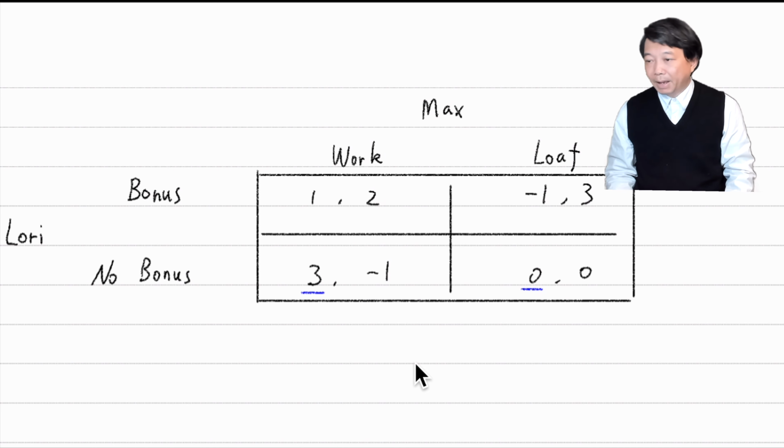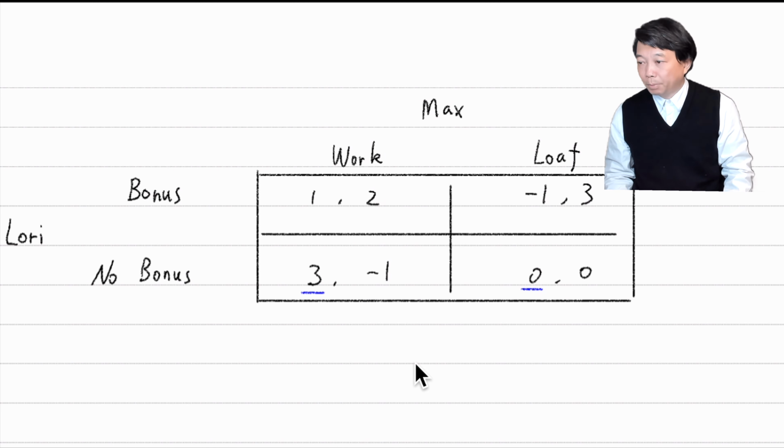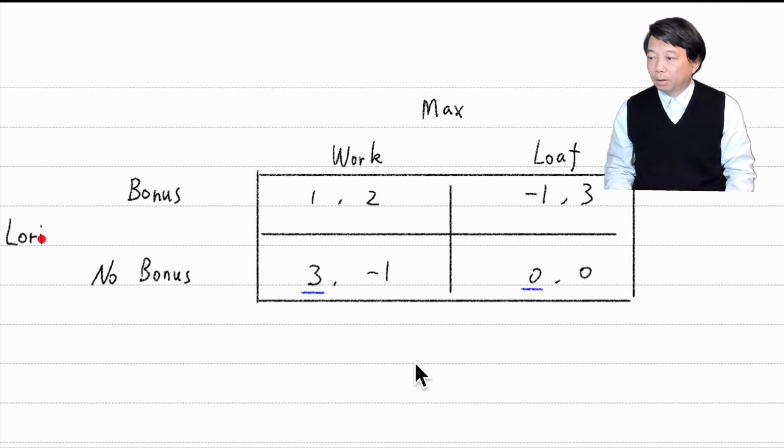Next, we consider Max's best responses to Laurie's possible actions. If Laurie provides a bonus, Max's best response is to loaf, which leads to a better payoff than working hard. We underline the number 3. If Laurie does not offer the bonus, Max's best response is still to loaf. To loaf is his dominant strategy. We underline the payoff of 0.